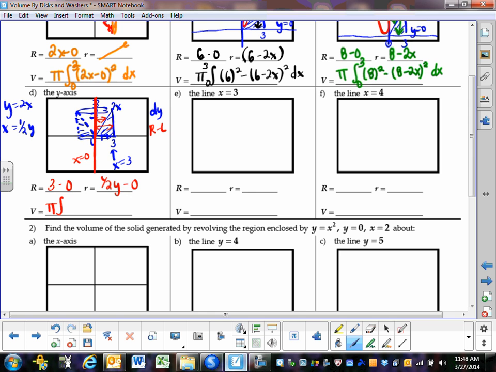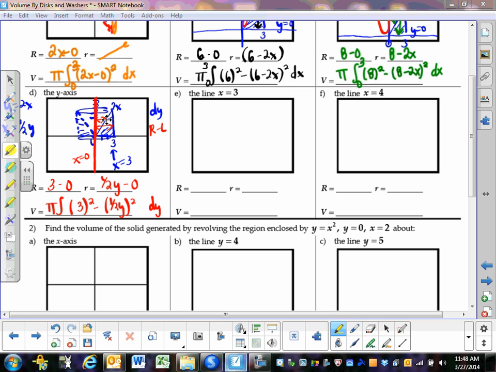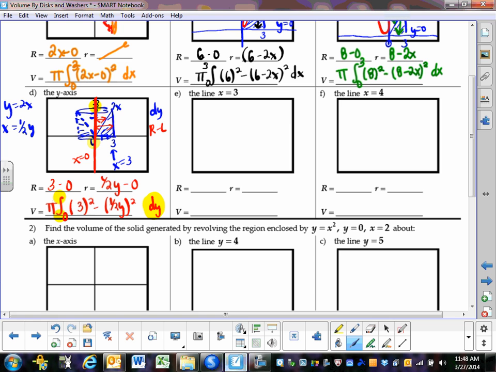But this time we're doing a dy question. And so we have the outside radius squared minus the inside radius squared dy, which means that I have to use y values for my limits. So instead of integrating from 0 to 3, we're going to integrate from 0 to 6.